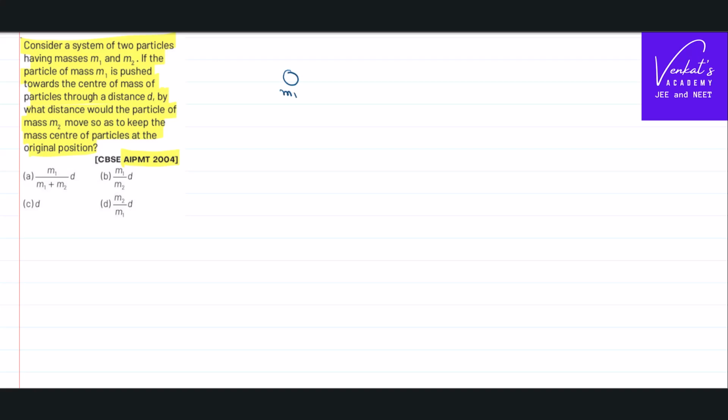There is a particle of mass m1, another particle of mass m2. Their center of mass is somewhere, maybe from m1 at a distance r1, from m2 at a distance r2. So we can say the first center of mass, initially, is (m1 r1 plus m2 r2) by (m1 plus m2). This is a known derivation for us.